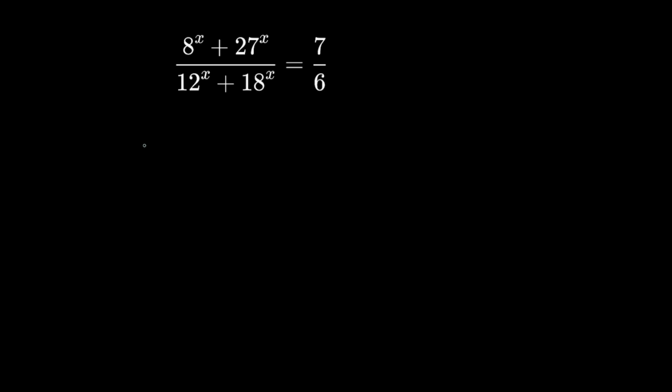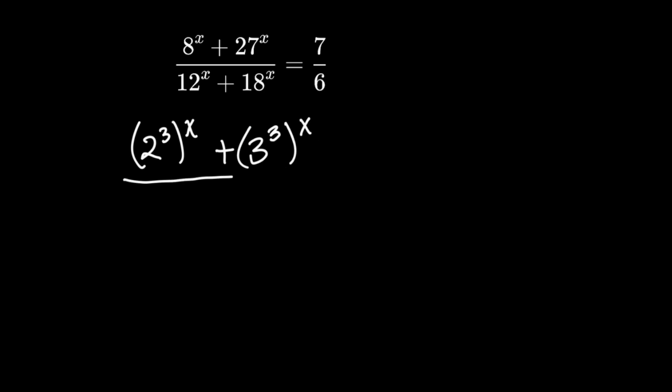So 8 is the same as 2 times 2 times 2, which is the same as 2 cubed. And there is a power of x, so I'm going to have to keep the power. Then next we have plus 27, which could also be written in terms of base 3, which is the same as 3 times 3 times 3. That means we have 3 to the power 3. Then there is a power of x. I put it down like that. Then all divided by this right here.